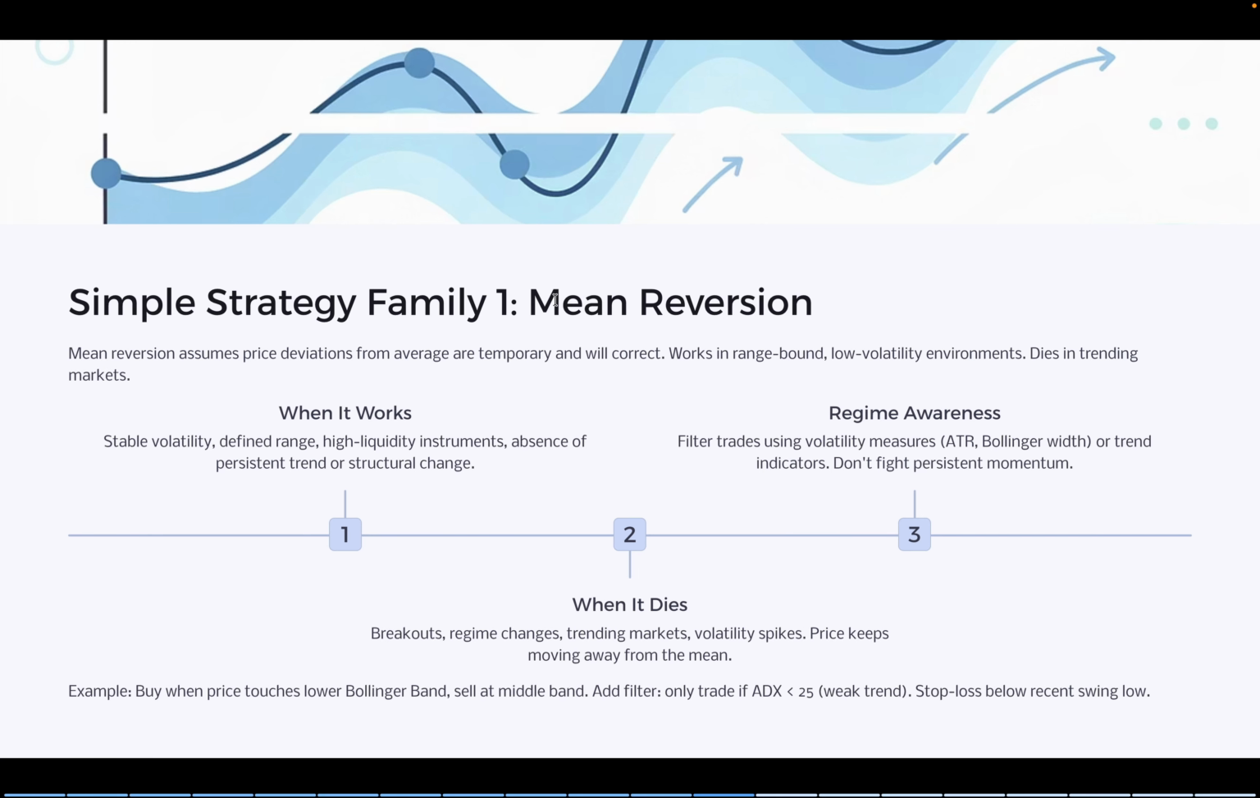It works in range bound, low volatility environments, but it dies in trending markets. Okay. So mean reversion is just like, if price is at $1 and $2, you would expect it to just range in that range for a good amount of time, and that's mean reversion. Okay, so it works when the volatility is stable, a defined range, high liquidity instruments, and absence of persistent trend or structural change. These are the only conditions where mean reversion works.